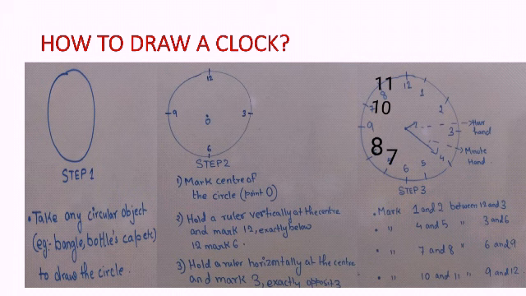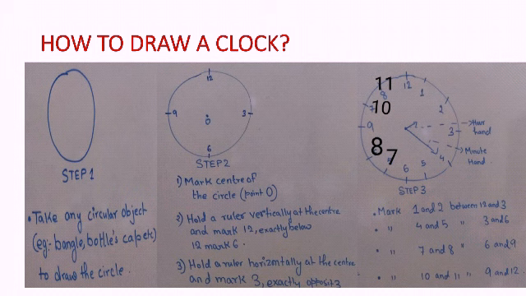In the second step, after you have completed drawing the circle, mark a point at the center of the circle. Like here in step 2, I have named it O, point O. Now place your scale vertically over point O, and where the scale is touching the border of the circle on the top of point O, mark it as 12.